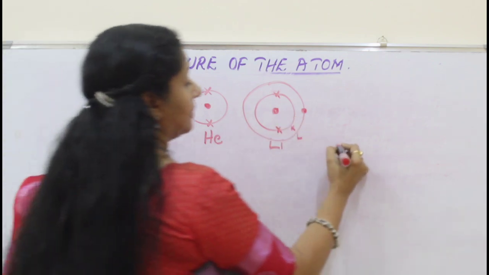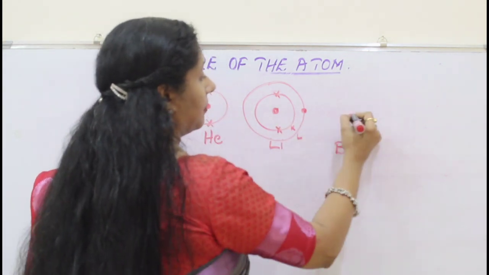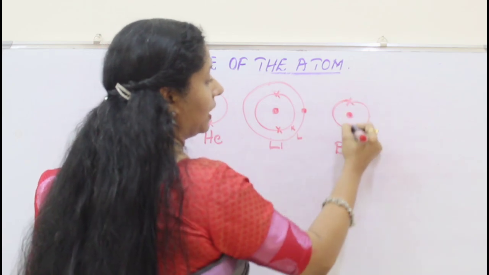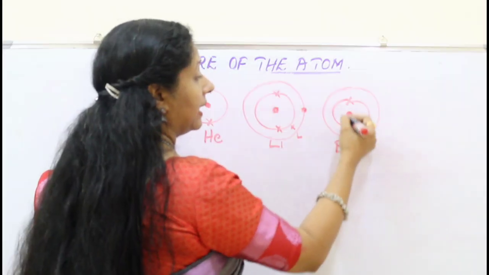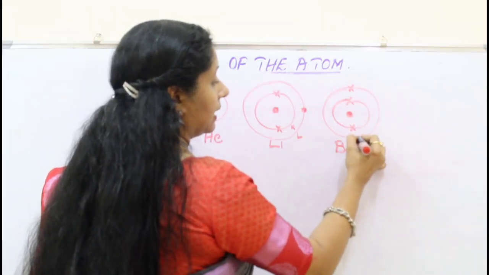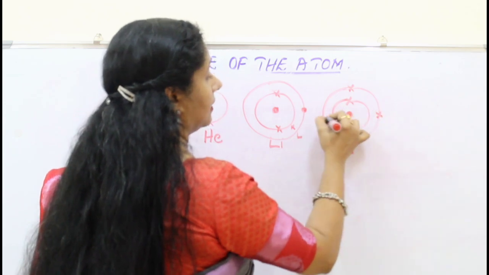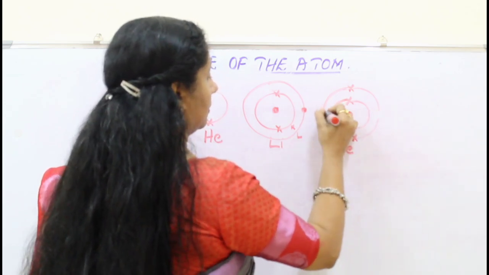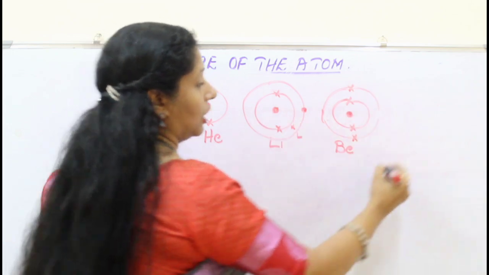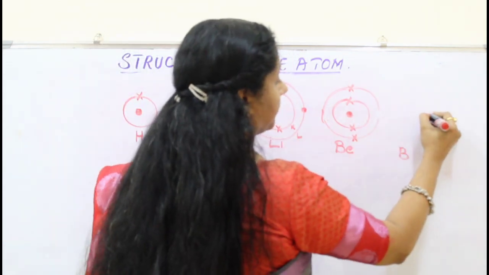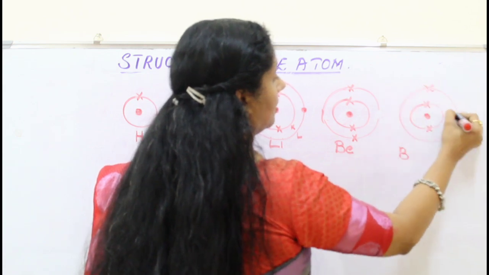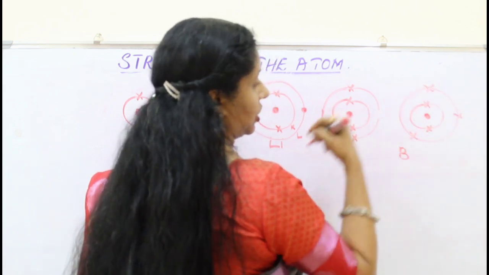Then after lithium, next is beryllium. Beryllium has 4 electrons. So 2 will occupy K. K will not let the others in, so they will go to the next one. So total 4. Boron has 5. So first 2 gone. Now 3 more are there. They will be sent to the L shell.